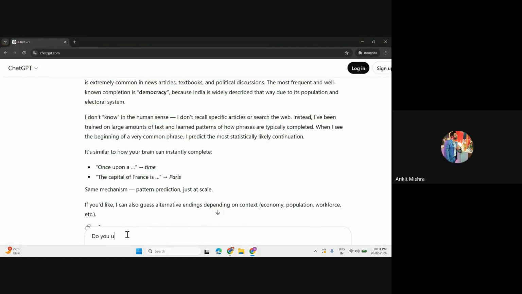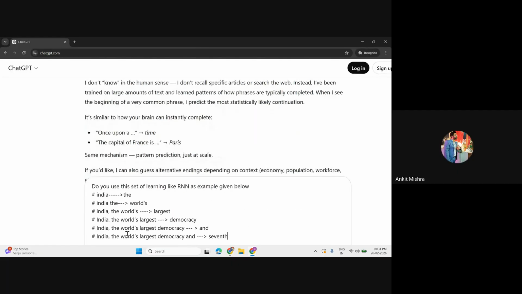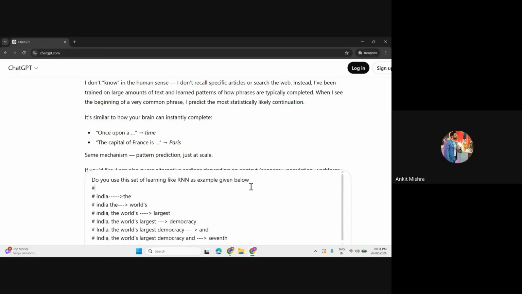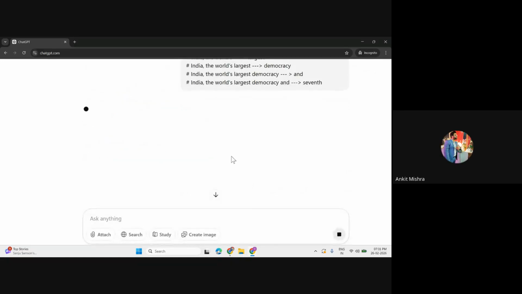Do you use this set of learning, like RNN, as in the example given below? Okay. And let me just paste this one. This is like my input data. Just assume one thing now, we will not feed the data in textual form. We have to convert the data into numerical form. But just for understanding, we are giving the data like this, right?